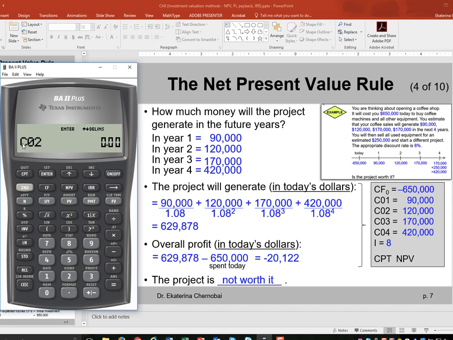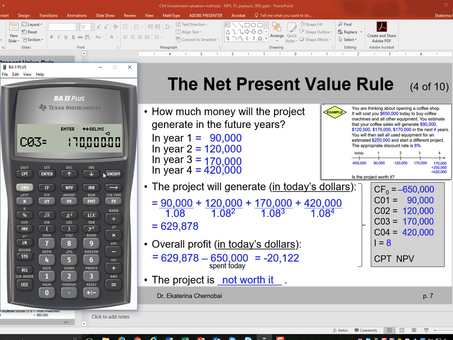Cash flow number 2 in the future is $120,000. So just like the first cash flow, I press 120,000, enter, down, and down. Next one, cash flow number 3 in the future, it's 170,000.